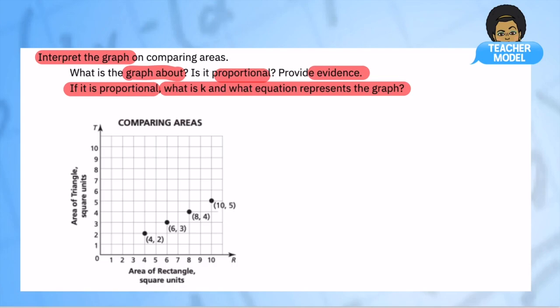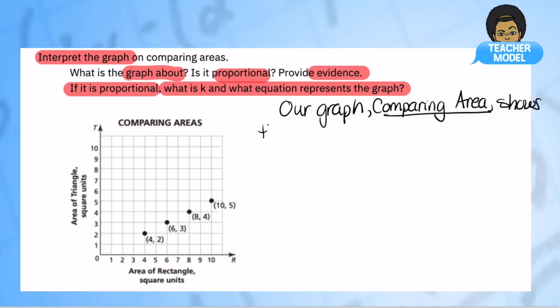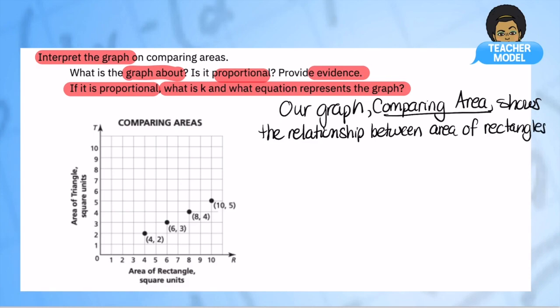Looking at our points, our graph is about what? Comparing areas. So we're looking at the relationship between the area of the rectangle and the area of a triangle. That is what our graph is about, so I'm going to jot this down. Our graph comparing areas, I'm going to underline it, shows the relationship between area of rectangles and triangles.